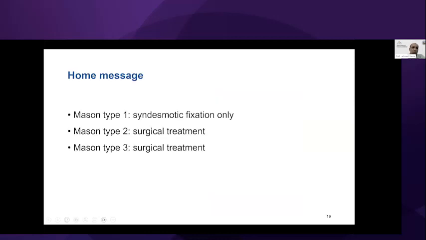So our take-home message: in Mason type 1, we don't need to treat the posterior malleolus itself surgically, but we can use syndesmotic fixation only. It will sufficiently reduce the small posterior malleolus fragment, while in Mason type 2 and type 3, we need direct surgical treatment for the posterior malleolus fracture itself.